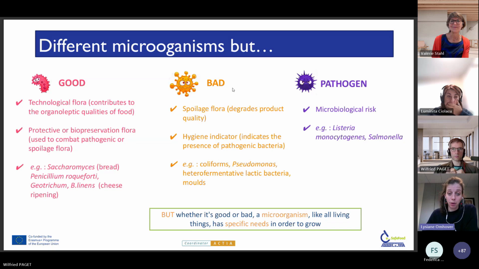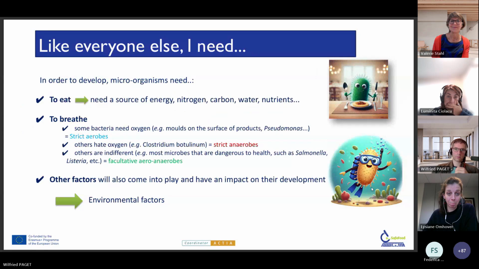Different microorganisms, but it can be a good or a bad microorganism, like a living thing with specific needs in order to grow. So microorganisms need different things to grow. First, they need to eat. They need a source of energy. It can be nitrogen, carbon. They need water and some nutriment.